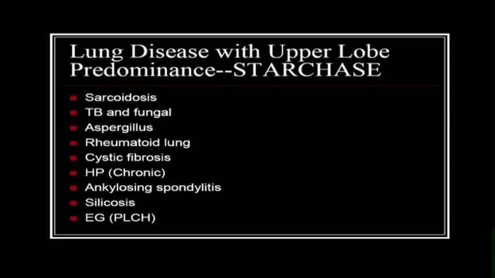And lung disease in general with an upper lobe predominance, again, I like mnemonics, and I think Wes Ely is responsible for this one. But diseases with an upper lobe predominance: sarcoidosis, TB and fungal infections, aspergillus infection, rheumatoid lung, cystic fibrosis, chronic HP. Some of these I've repeated. But things to think about when you see diseases involving different areas of the lung.